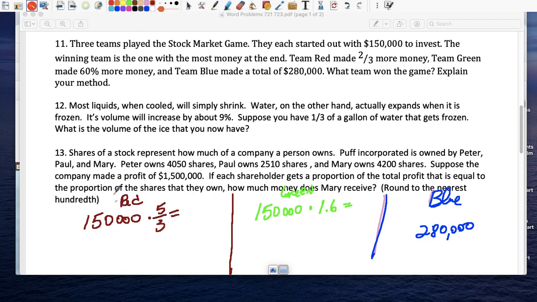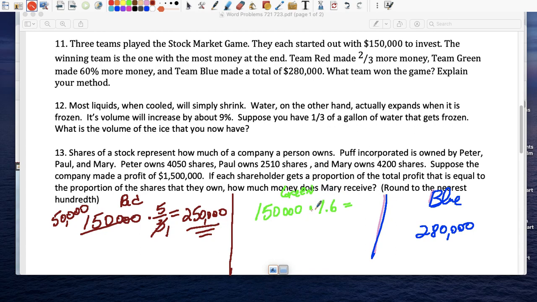Okay. Can we simplify? Yes, 150,000 and 3 can be simplified. 3 divided by 3 is 1. 150,000 divided by 3 is 50,000. So 50,000 times 5 gives me 250,000. So that's how much the red team made. So they're not winning yet.